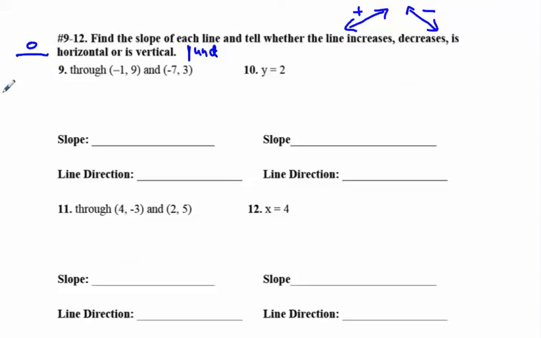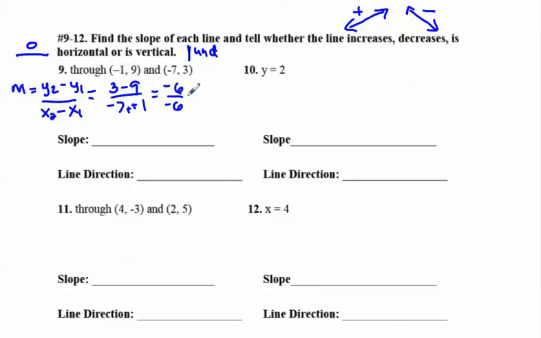In problem 1, we're going to use the slope formula. The slope is the second y minus the first y over the second x minus the first x. So 3 minus 9 over negative 7 minus negative 1. Minus negative 1 is the same as plus positive, so it's negative 7 plus 1. So then we get negative 6 over negative 6, which is positive 1. So my slope is 1. And because my slope is positive, it's going to be increasing.